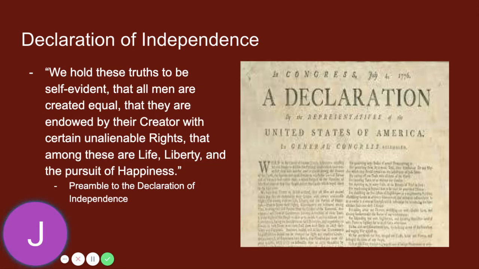This is a quote from the preamble of the Declaration of Independence, and it's super important. "We hold these truths to be self-evident, that all men are created equal, and that they are endowed by their Creator with certain unalienable rights, that among these are life, liberty, and the pursuit of happiness." These ideas were really unheard of at the time.